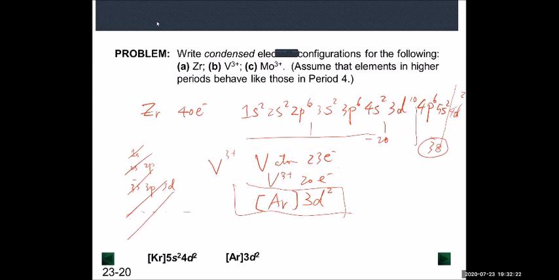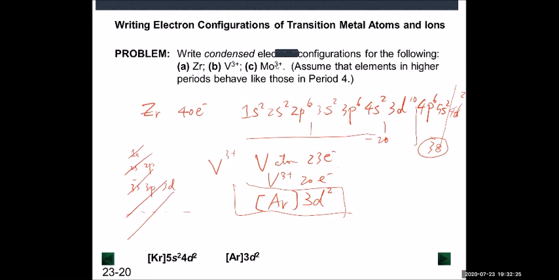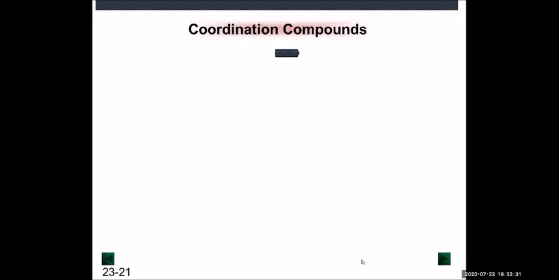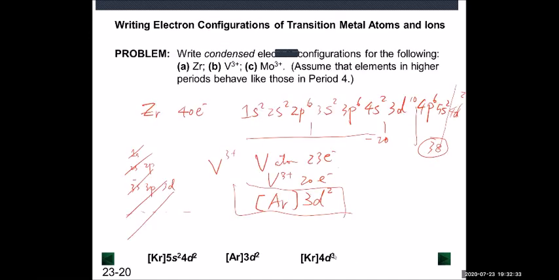Okay, sorry about that. The molybdenum 3+, the same idea. You just lose the s electron first. Final configuration, which is krypton 4d3. So for molybdenum, you lose the 5s electron first. You end up having only the 3 electrons in the 4d subshell. So that's the electron configuration for the transition metals.